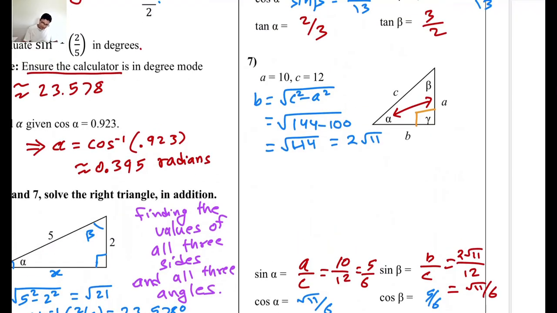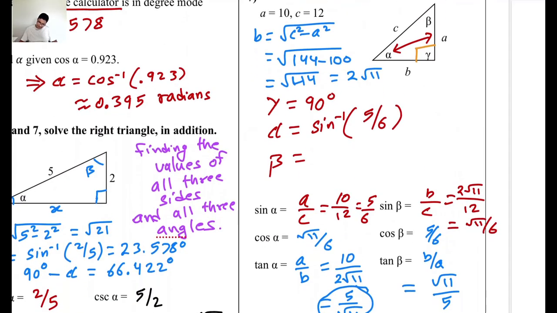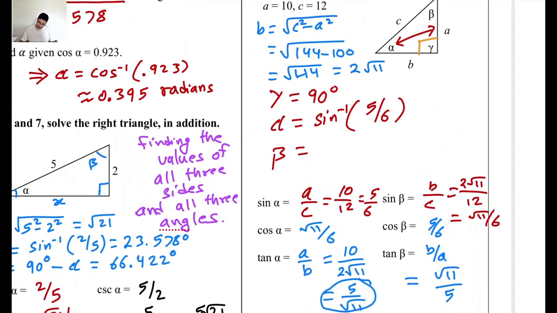Solving. We already have the gamma there to be 90 degrees. We need to just find the two angles, right? The three sides have been determined. Alpha would be, use the simplest one here. Sine alpha is 5 over 6. So sine inverse 5 over 6. And beta will be, which is easier? None of them seems to be easier. So I'm just going to go with tan. Okay, tan inverse under root 11 over 5.